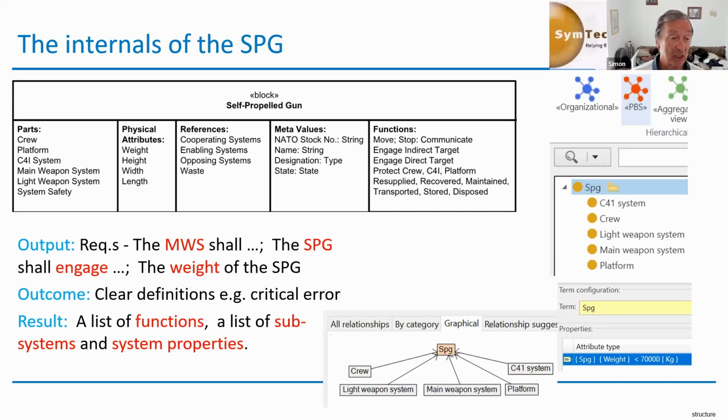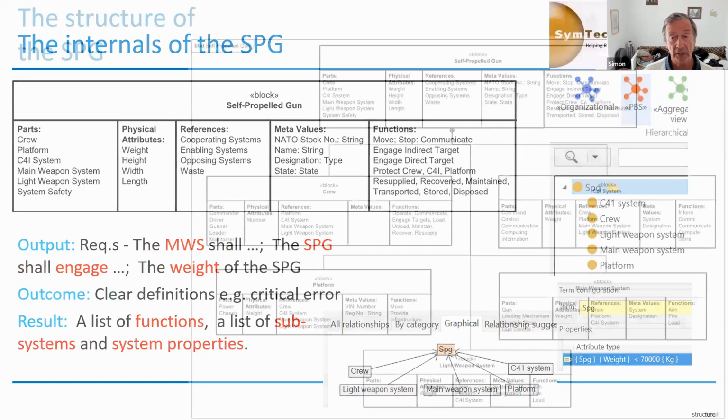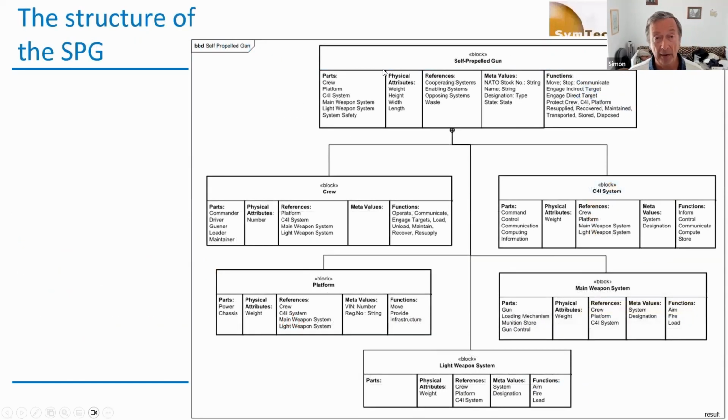We're driving the expression from the diagrams, but we can then go further down into the structure of the SPG. We've got the self-propelled gun with all its bits, and here are the crew and the C4I system, and they've got the same types of attributes, parts, physical attributes, functions, etc.